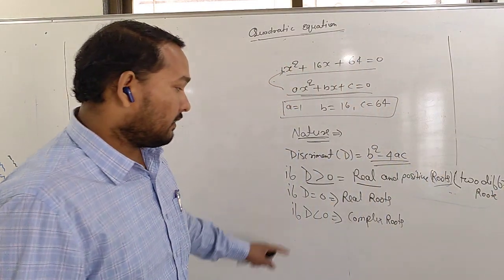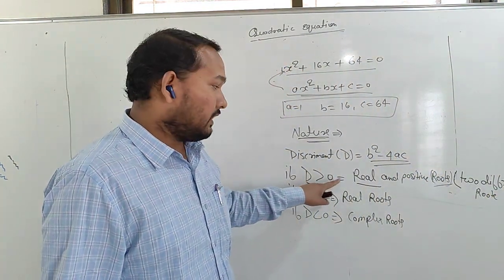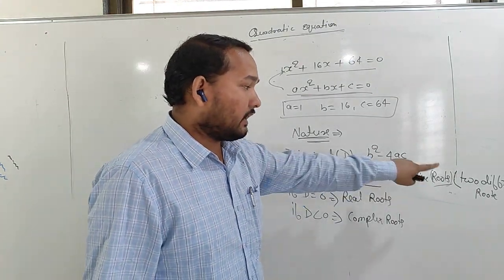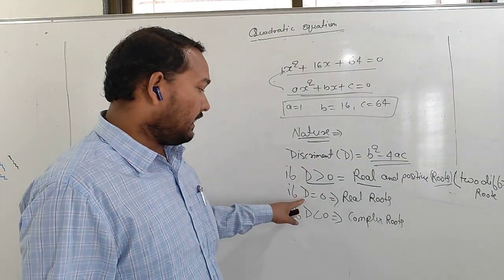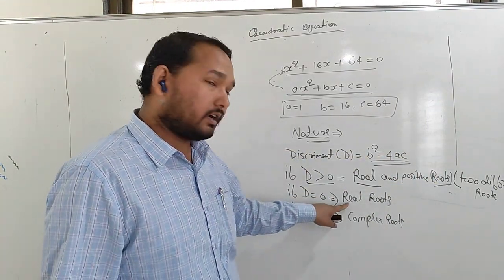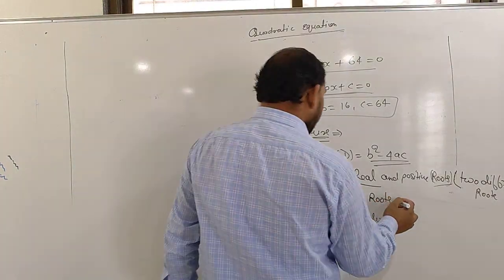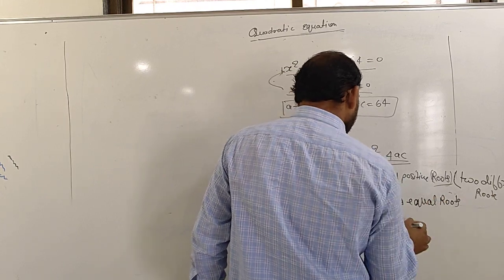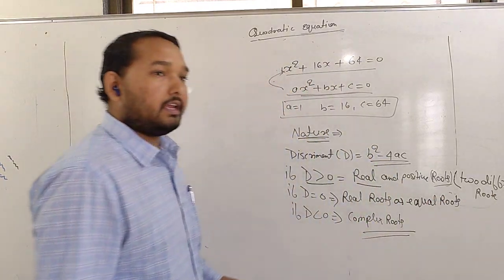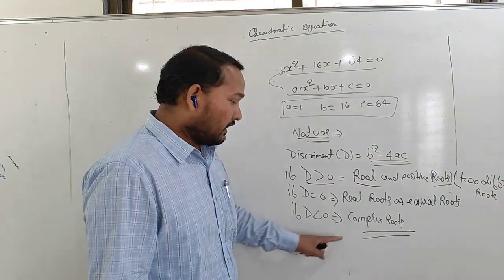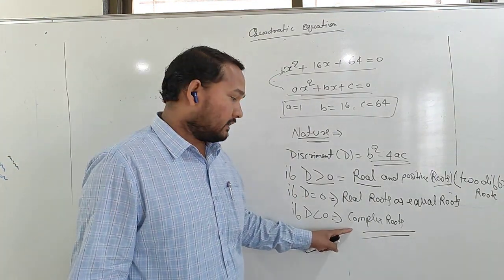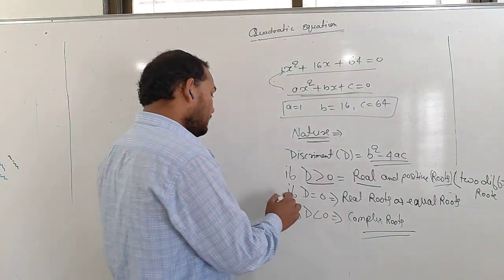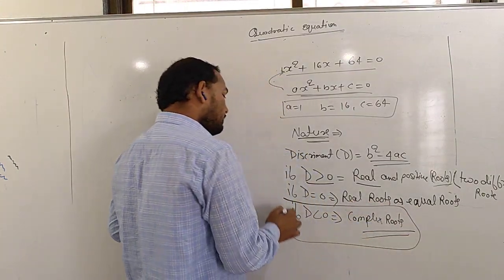Why two different roots? Because D is greater than 0. That means the roots are real and positive, and two different roots. If D is equal to 0, that means real roots as well as equal roots. And the third point, complex: if D is less than 0, then any roots we find are complex or imaginary numbers. In the next class you will read about complex roots.